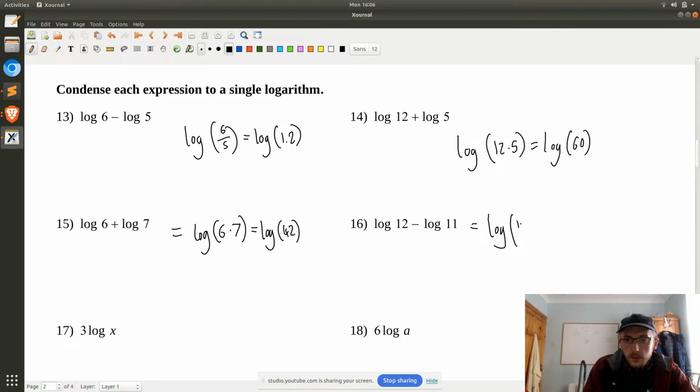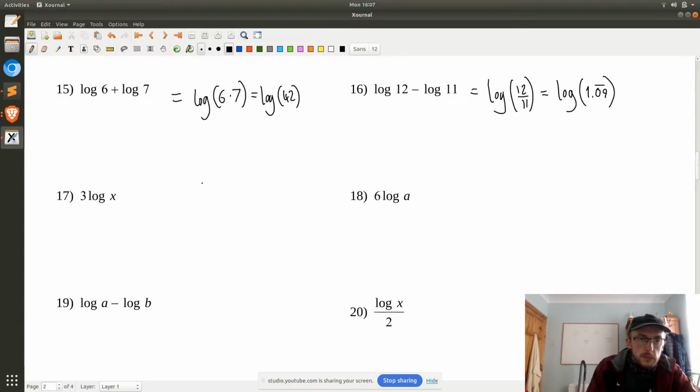Log of 12 over 11. And I'm just going to evaluate that just for fun. So that would be 1.09, and then that bit's repeating. 3 log of x is log of x cubed, although you may see it like that.